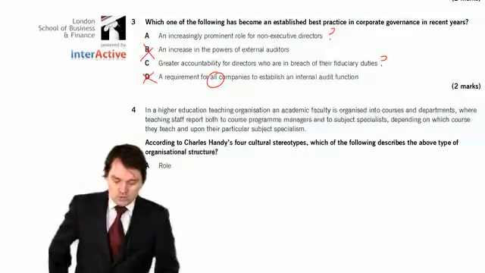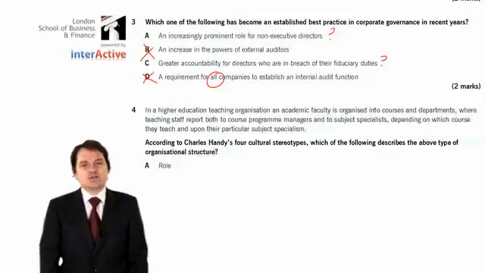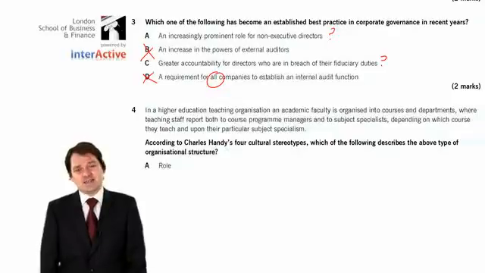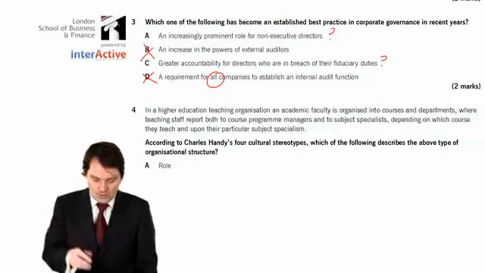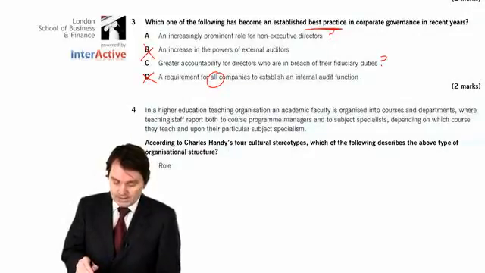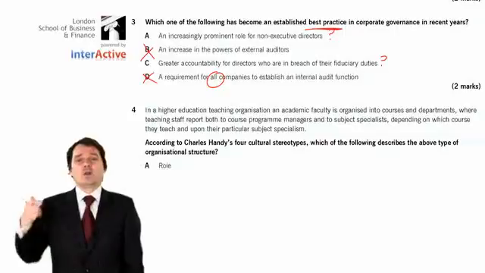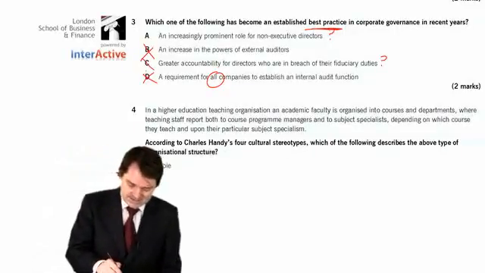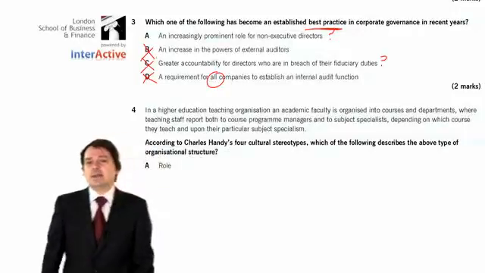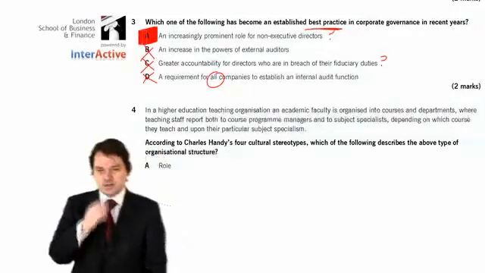Either non-executive directors getting more power or greater accountability. Now, if you think about it, greater accountability would probably be legal. But this question doesn't ask about the law. It says best practice. Best practice means what should we do? The law would mean what must we do? So C, anything there would be legal. So it's going to be A, by a process of elimination.